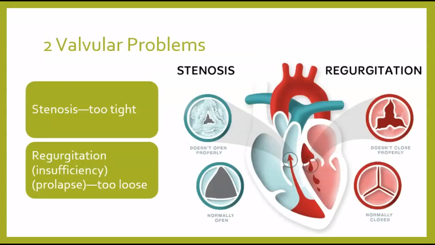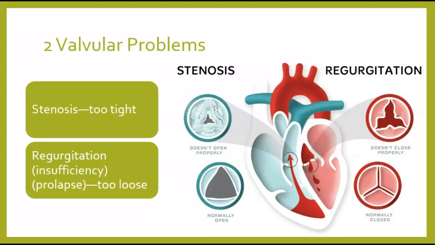So there's 2 main types of valvular problems that we're going to talk about. There's stenosis, and then there's regurgitation. Regurgitation, you might also hear it called insufficiency or prolapse. So all of those terms are interchangeable for regurgitation.